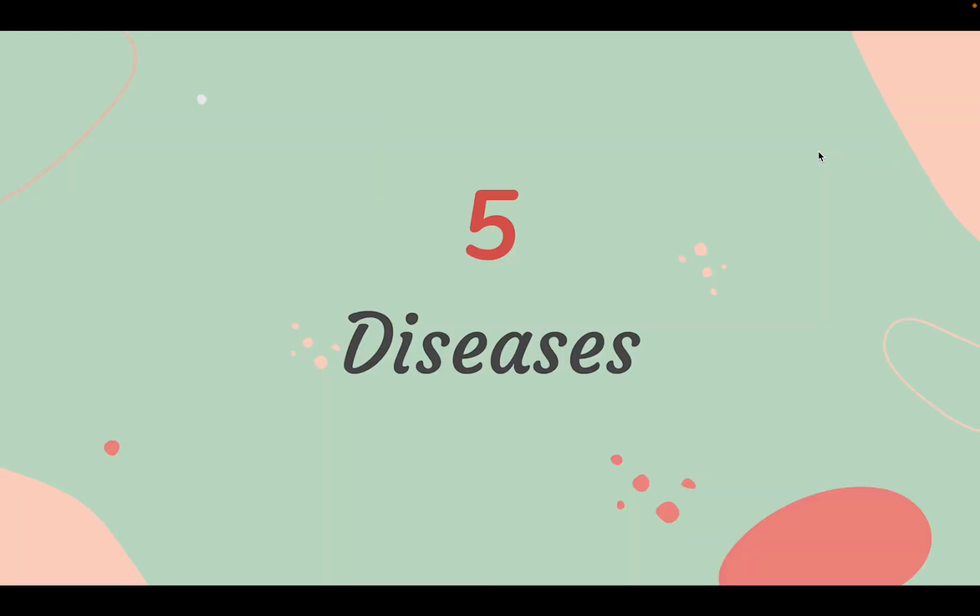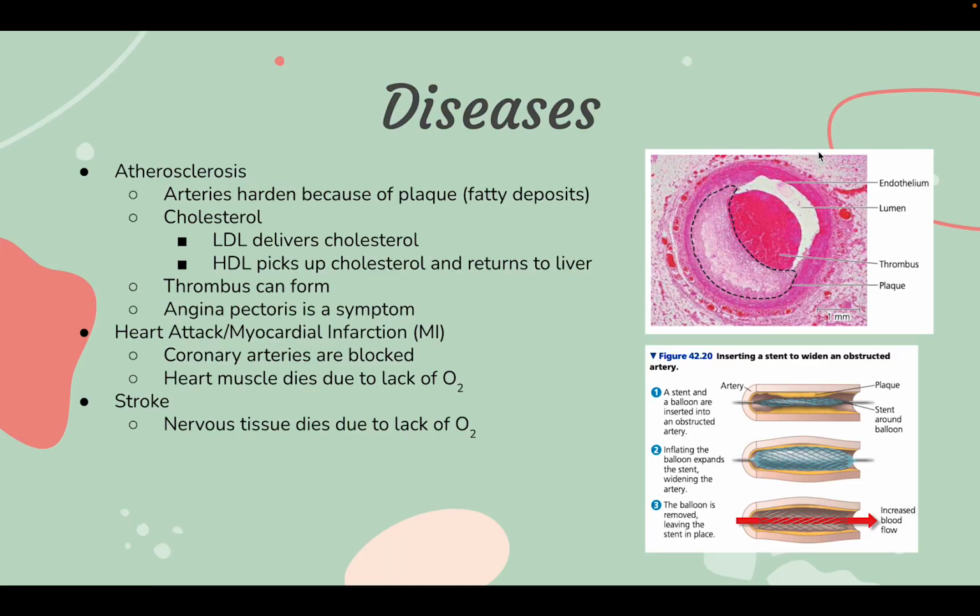All right, so now let's talk about diseases. It's a slide with some diseases that you should probably know about the cardiovascular system. So there's atherosclerosis, which is where arteries harden because of plaque, which are just fatty deposits. So you can see in this picture right here, you've got this plaque, and then the lumen would have been much larger. It would have been this entire space if it weren't for the plaque and the thrombus that are blocking the way.